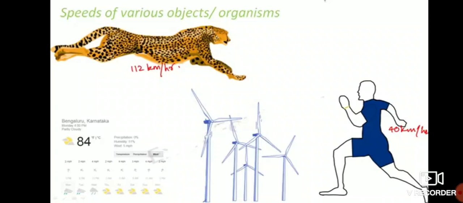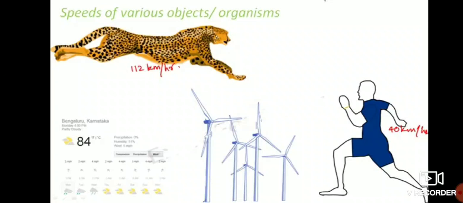And also, a table fan runs on the basis of the current, so that also has different types of speed. Like this, different organisms or different objects have different types of speeds. Not all organisms or all objects have the same speed. So this is the concept in this chapter.